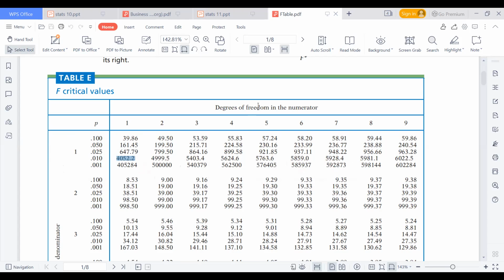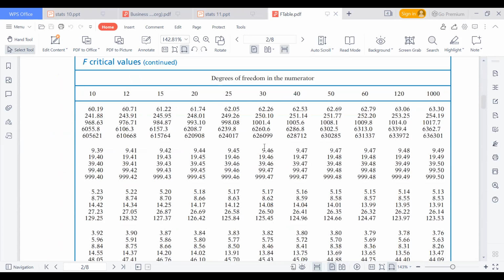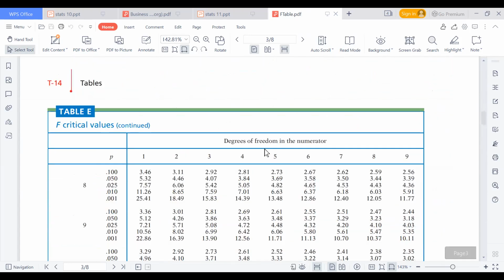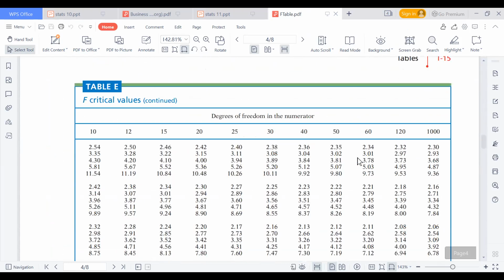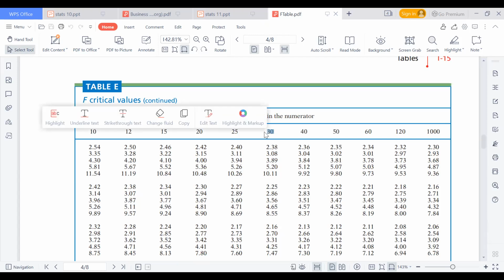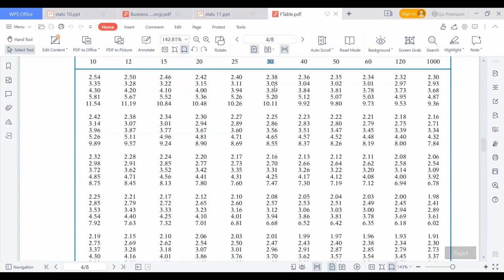Okay, but in our instance, the degree of freedom of the numerator is 30. So you're going to look for it. You scroll down until you get to where we have the degree of freedom in the numerator, and you find 30, okay? So we have it here, all right? Then the degree of freedom of the denominator is 24.